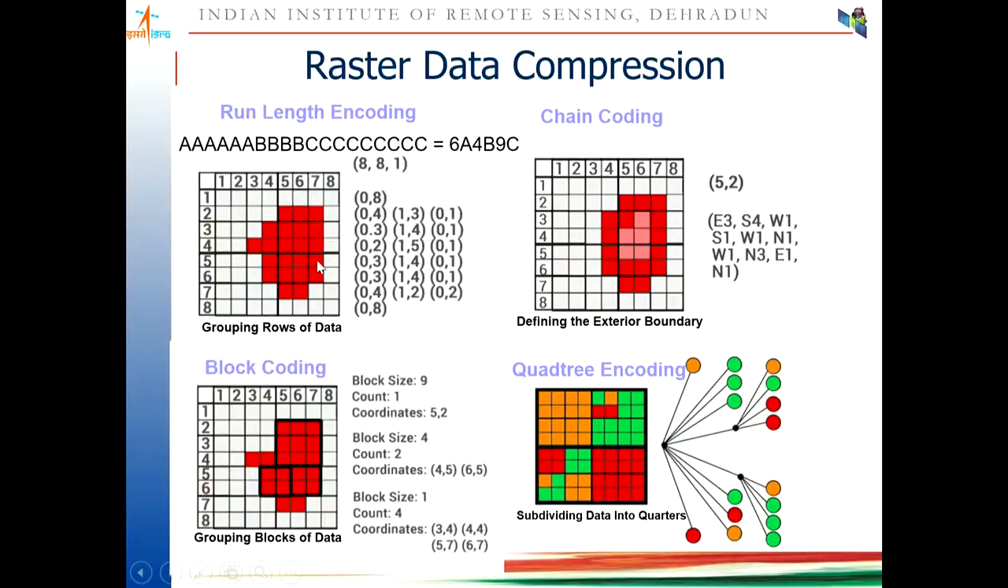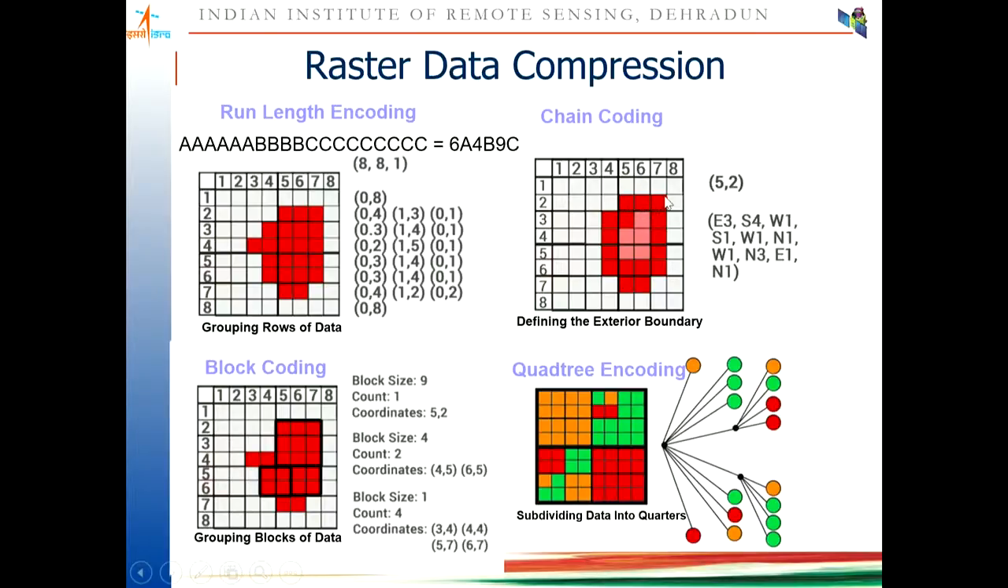So this is basically run length encoding. Similarly, there's also chain encoding. In run length encoding, whatever information we have, even no-data information gets repeated for each of those rows. But in chain encoding, only the relevant information and the outer boundary is stored. That's what is shown here: the starting point is 5, 2.